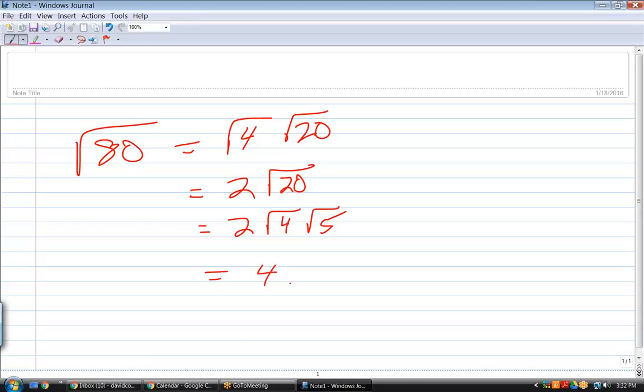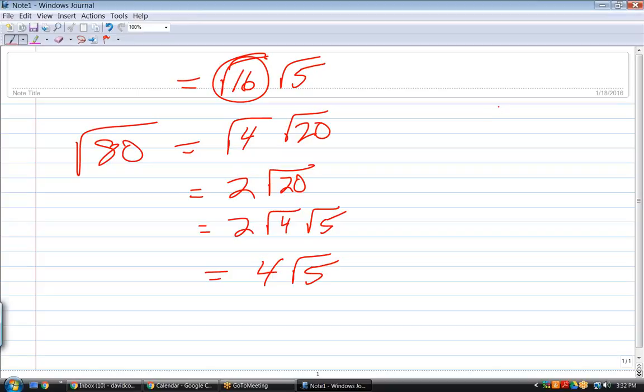Right. Now, notice that if you realize that 80 was also root 16 times root 5, you can get there in one step. In other words, you go immediately to 4 root 5. The key thing here is that you don't ever have to find the maximum perfect square number. You just have to find a perfect square number and whittle it down.